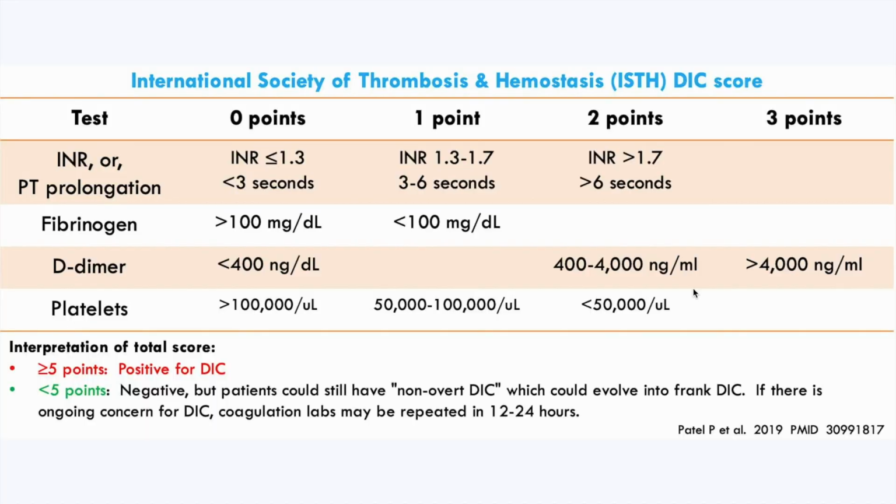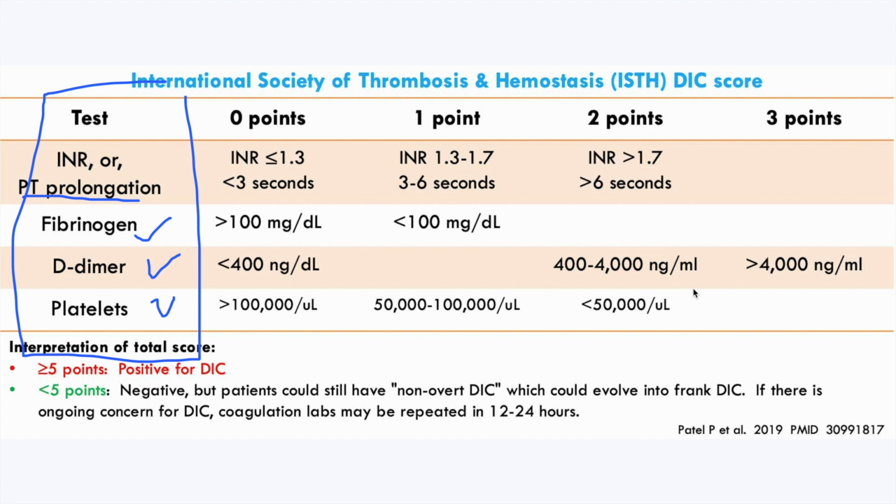So there is also a scoring system by the International Society of Thrombosis and Hemostasis. It takes into account various things such as your PT, then fibrinogen, then D-dimer and platelets, and it assigns various points according to the values. If there are 5 or more points, it is positive for DIC.